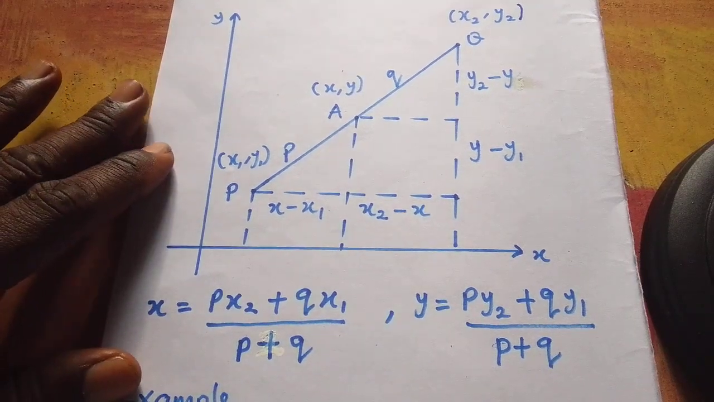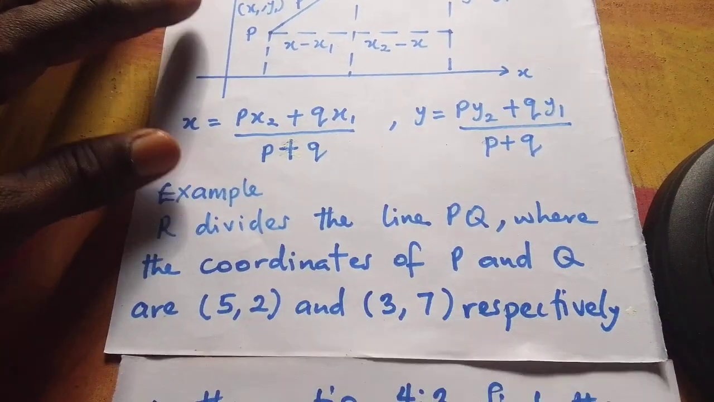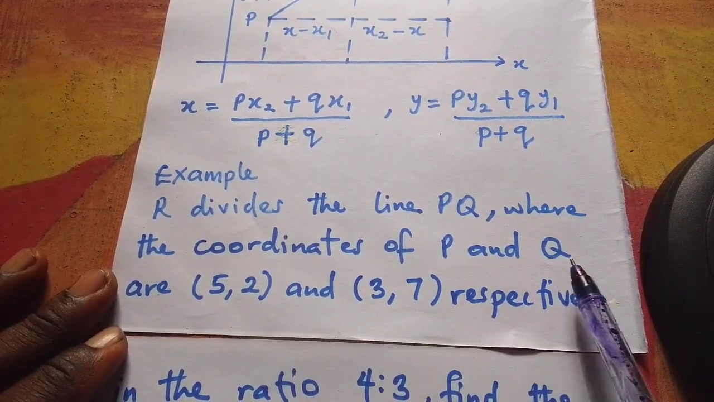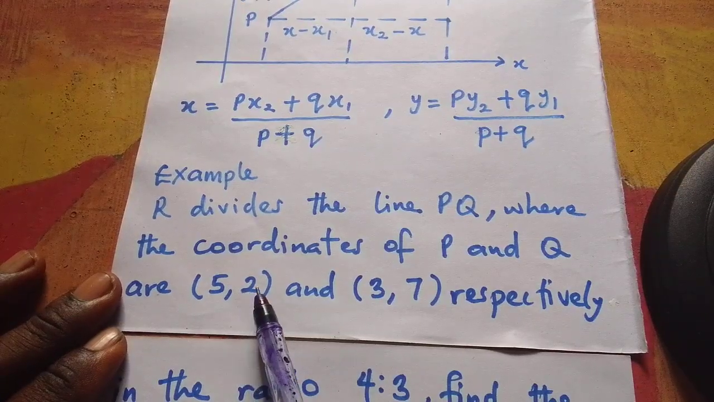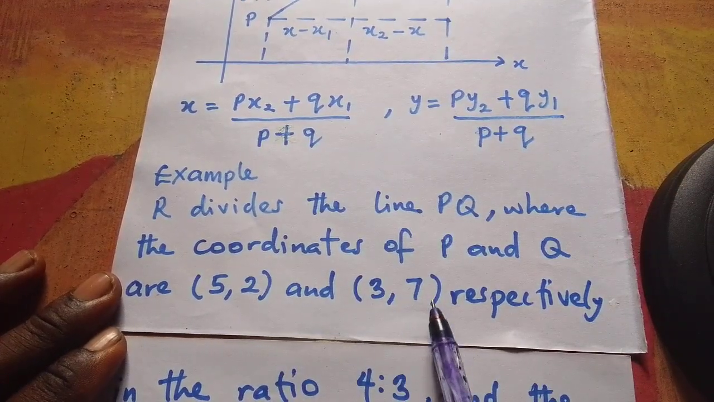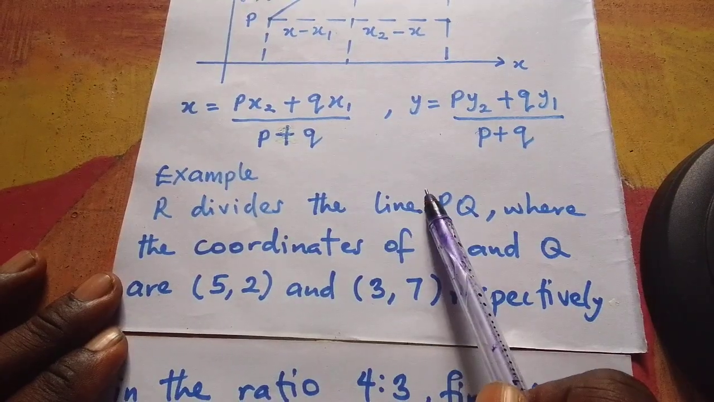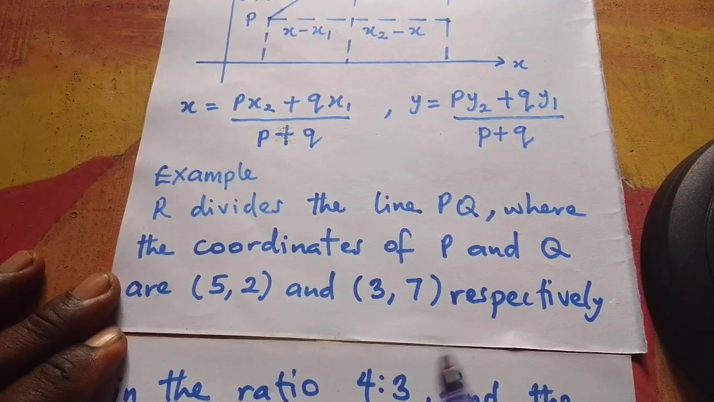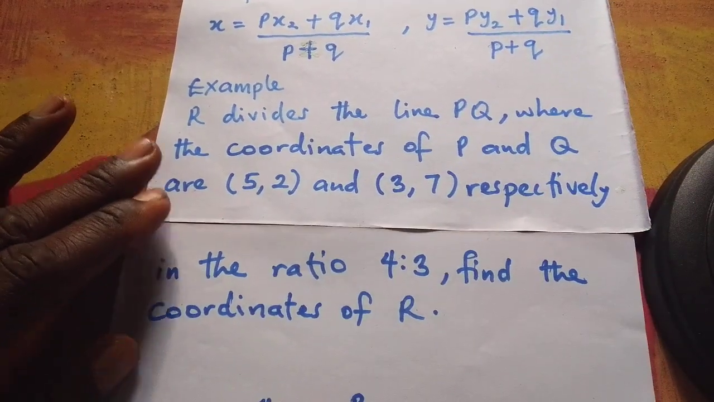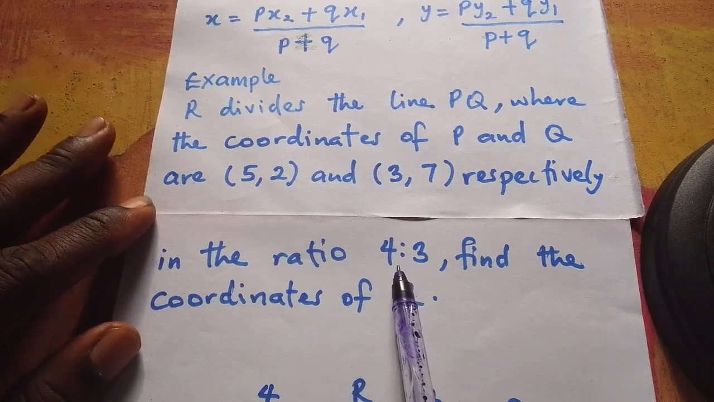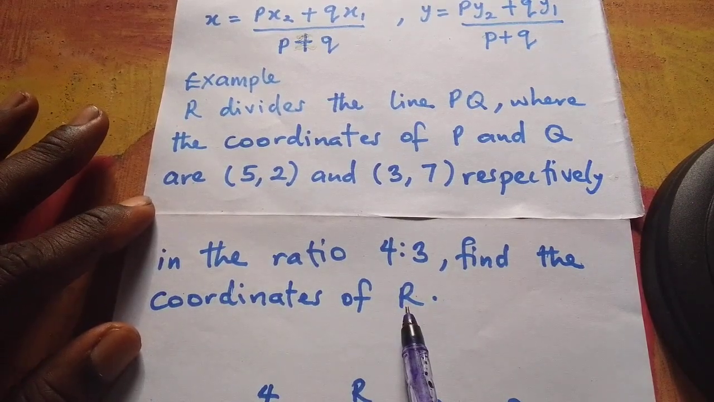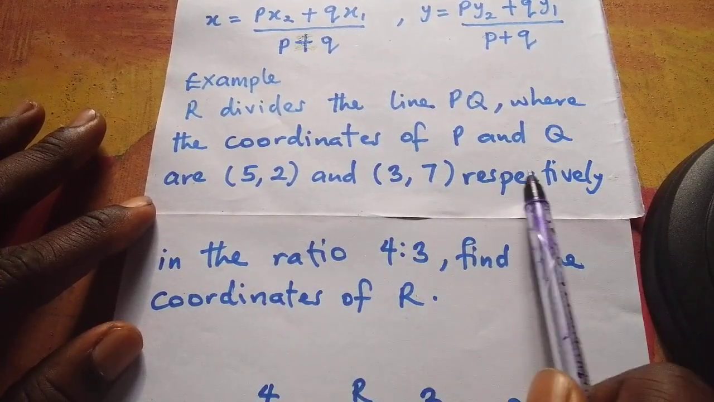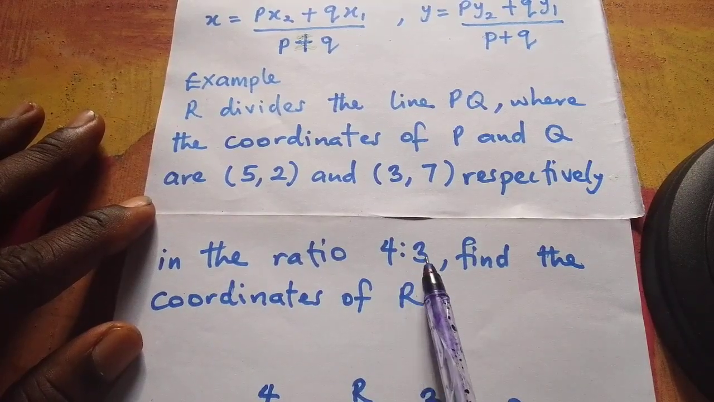Now let us look at these examples. We are told that R divides the line PQ, where the coordinates of P and Q are (5, 2) and (3, 7) respectively. That means the coordinate of P is (5, 2) and the coordinate of Q is (3, 7). You have to divide it in the ratio 4:3. Find the coordinate R.